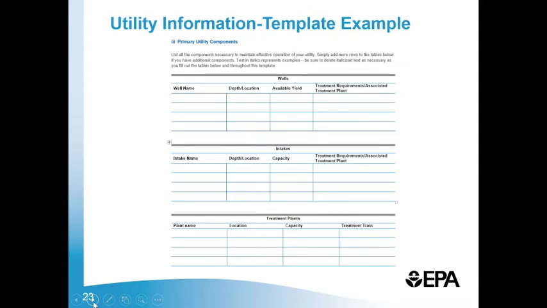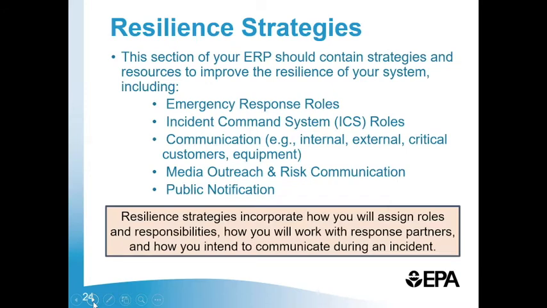So the resilient strategy sections, remember, first thing that was required by the law. That section includes emergency response roles, ICS roles, how you plan to communicate during an incident, and contact information for personnel and media outlets you plan to work with. So this is what we mean by resilient strategies. There are strategies and resources to improve your resilience, and you need to assign roles and responsibilities, identify your response partners, and how you communicate with personnel and the public.